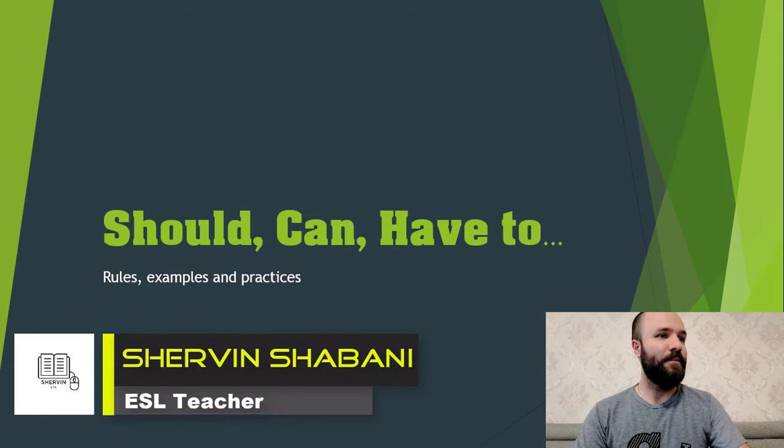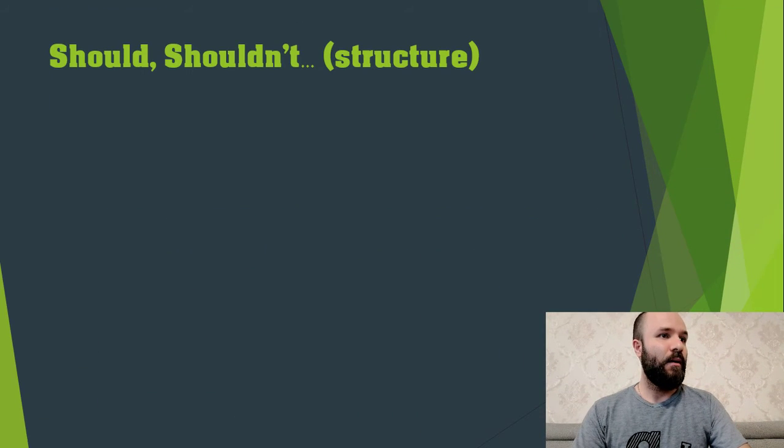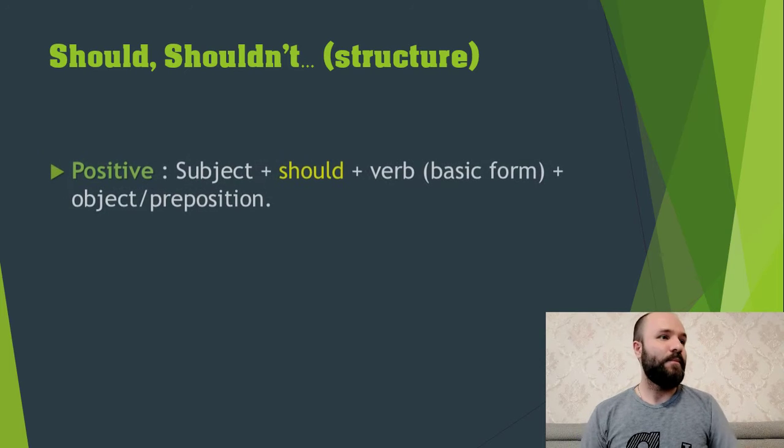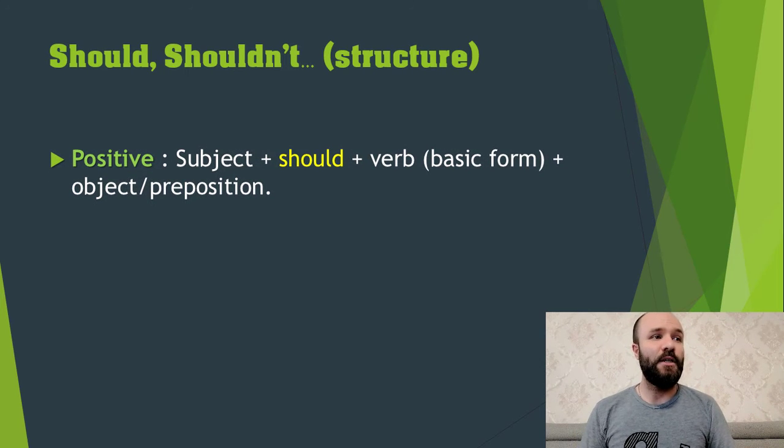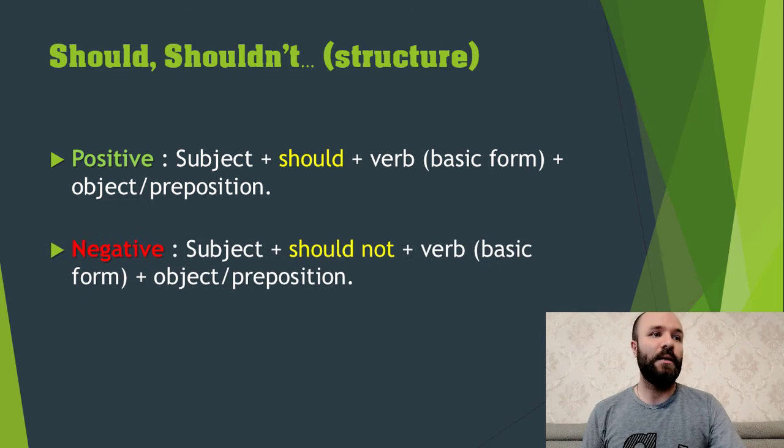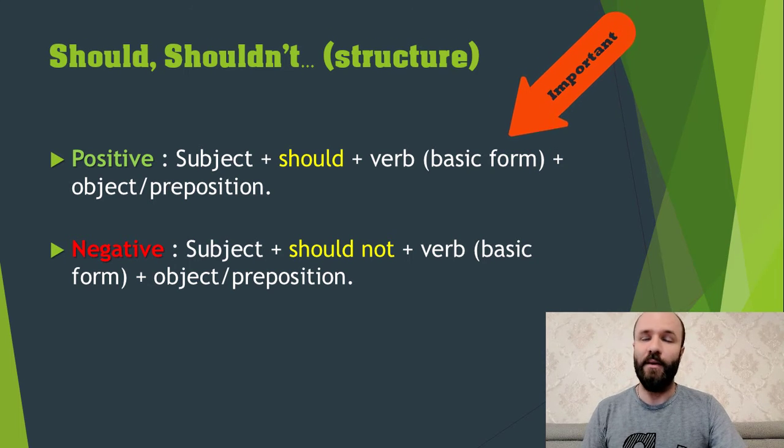So let's first start with should, shouldn't. So what is the structure? The positive form: subject plus should plus verb in basic form plus object or preposition. And the negative form is subject plus should not plus verb in basic form plus object or preposition. Remember, you have to use the basic form of the verb, infinitive without to.